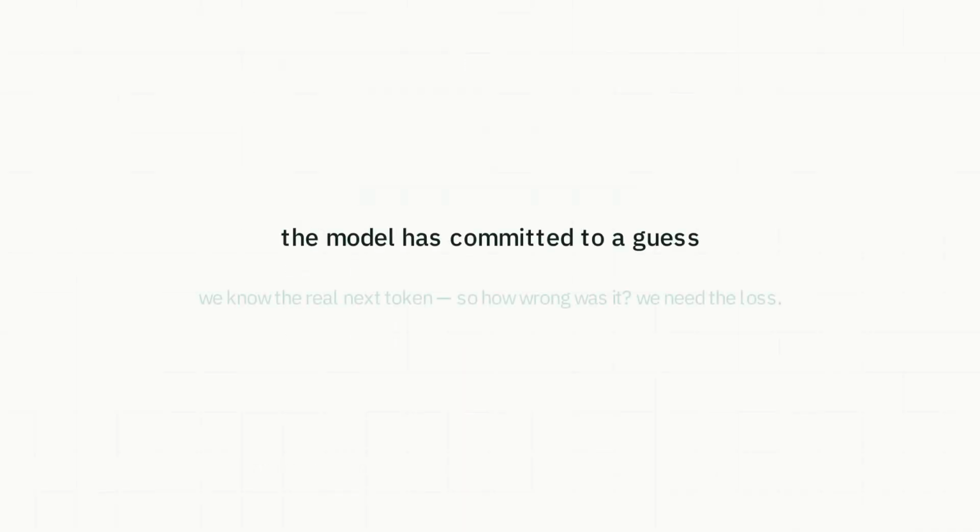So the model has committed to a guess, a confident probability distribution over what comes next. Now comes the moment of truth. We know the real next token because it was sitting in the training data all along. So how do we measure just how wrong or right the model's guess was? For that, we need the loss.